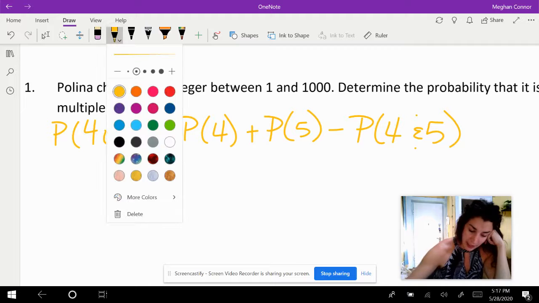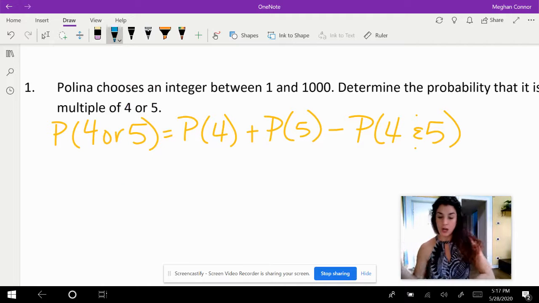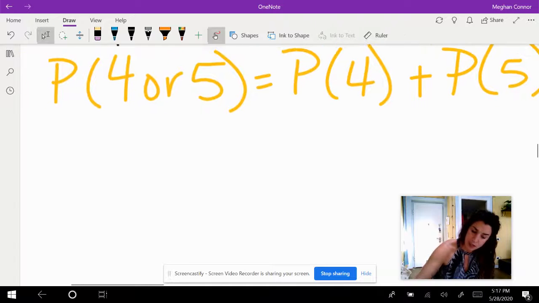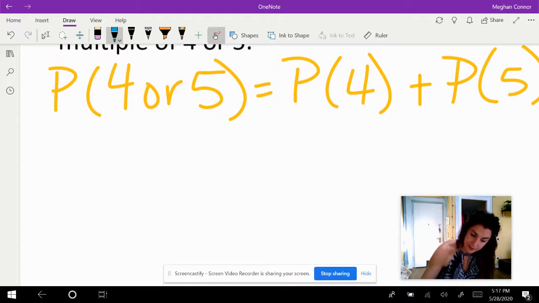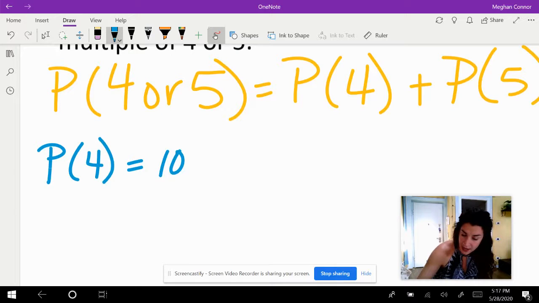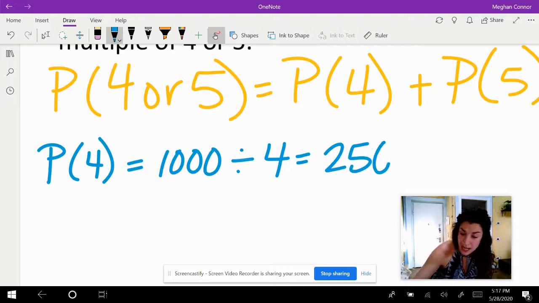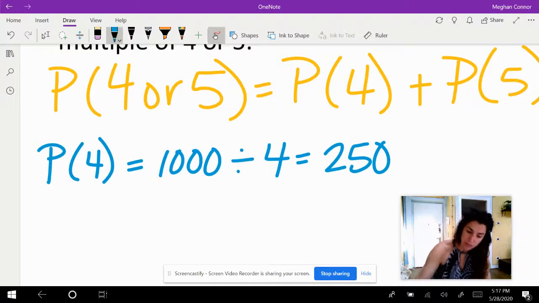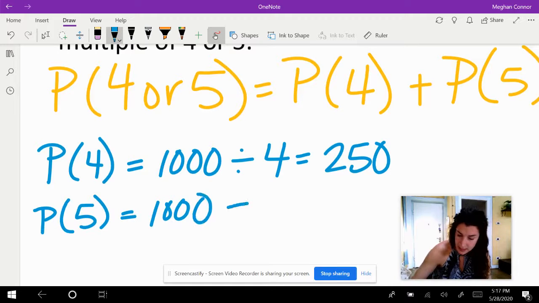So if I were to quickly calculate how many multiples of 4 are in 1,000, all you have to do is divide 1,000 by 4. So the probability of 4 is equal to 1,000 divided by 4. There are 250 numbers between 1 and 1,000 that are divisible by 4. And then for the probability of 5, we would do 1,000 divided by 5, which is 200.